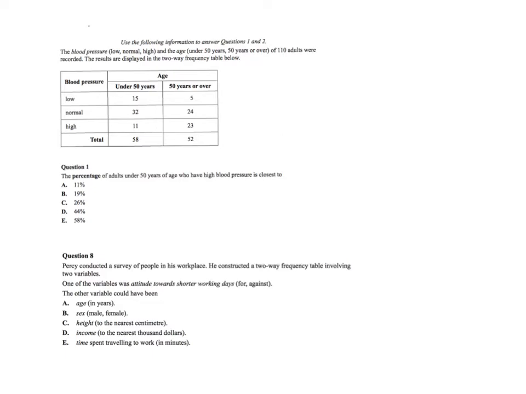So blood pressure, low, normal and high, and the age under 50 of 110 adults were recorded, and the results are displayed in a two-way frequency table as shown. Two-way is because we're taking two pieces of information there, really. We're taking their age, which category they're in, and we're also taking whether they are low, normal, or high. So this is a two-way frequency table, but same thing.